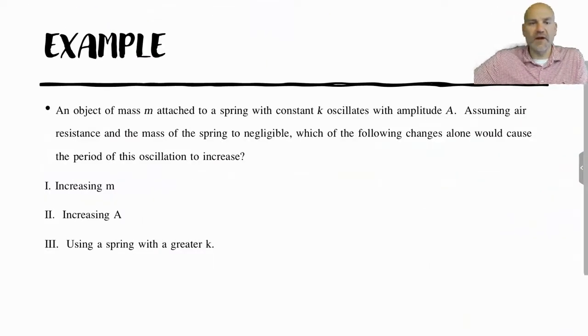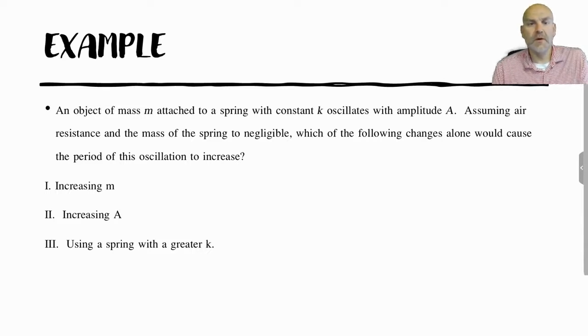Now, let's look at two examples. One will center around the mass spring system, the other around the pendulum. So here we go. This could be a multiple choice question. You have an object of mass m oscillating with a spring constant of k for an amplitude A, assuming air resistance and the mass of the spring to be negligible.